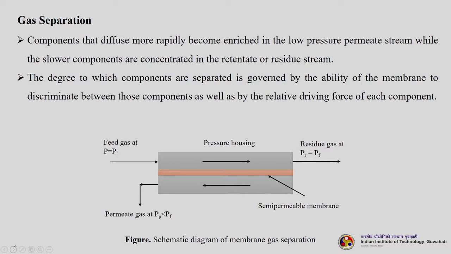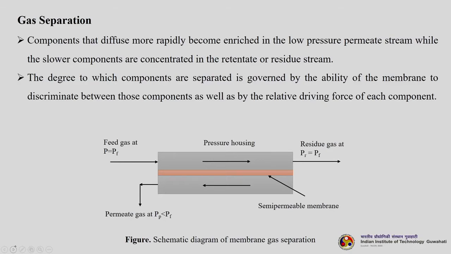So, every component has a particular diffusivity. If diffusivity is very high, apart from their size and other factors, then they will pass through the membrane and will be collected at the permeate side. If the diffusivity is very low along with their molecular weight, they will be mostly retained on the surface of the membrane. So, the degree to which the components are separated is governed by the ability of the membrane to discriminate between those components as well as by the relative driving force of each component.